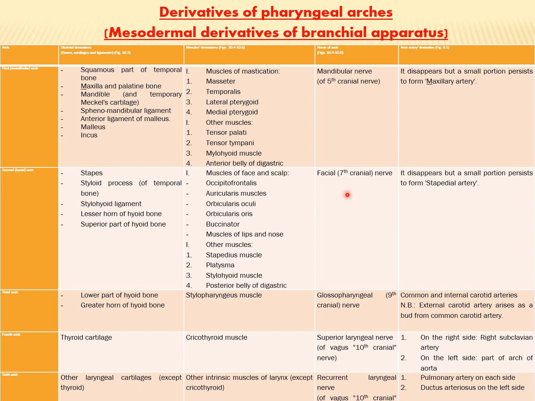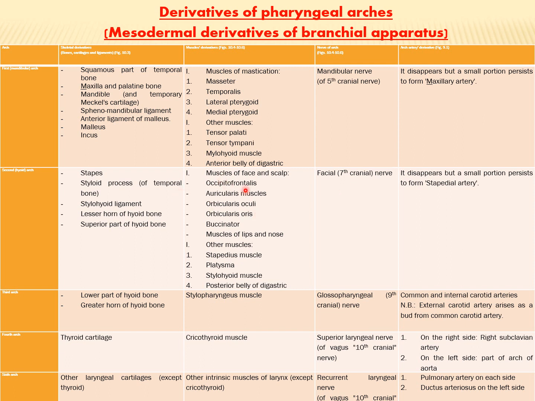contains two main types of muscles. Muscles of mastication, which were mentioned before, and the muscles of expression that will be mentioned here. Muscles of facial expression are supplied by the facial nerve, which is called the seventh cranial nerve.